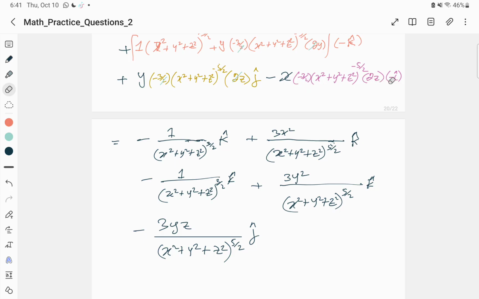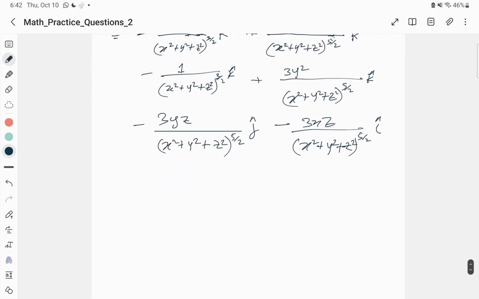And from here we have this negative and this negative positive, and this is negative, so it will be negative eventually. And then this 2 is cancelled with this 2, so z times x, it will be xz, 3xz, but it will be negative 3xz divided by (x square plus y square plus z square) to power 5 by 2, and there is I component.